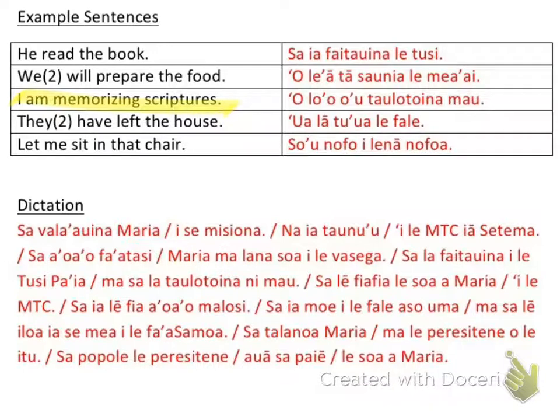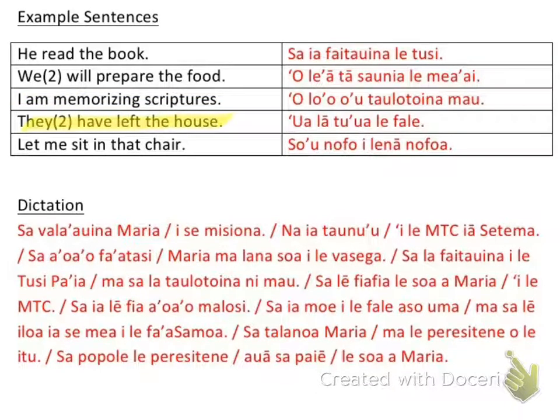Okay, I am memorizing the scripture right here. Okay, I'm memorizing it right now. Let's say o lo'o, and then I want to say I. Okay, but I changed that to o lo'u o'u. Okay, I am right now memorizing taulotoina mau. Okay, awesome.